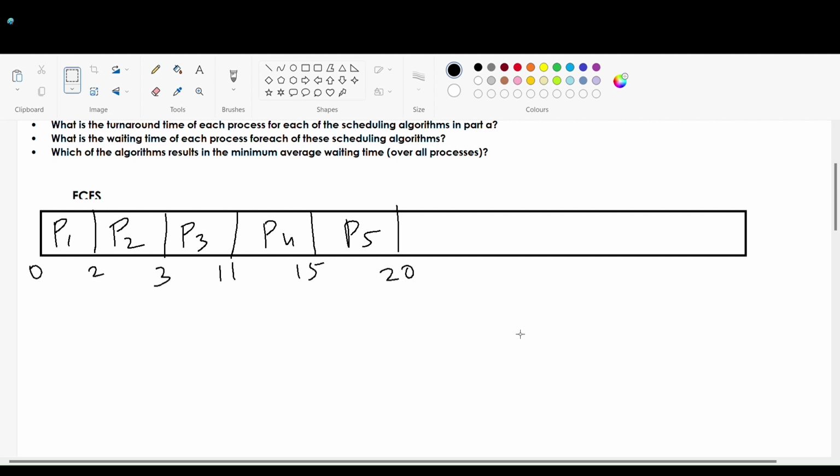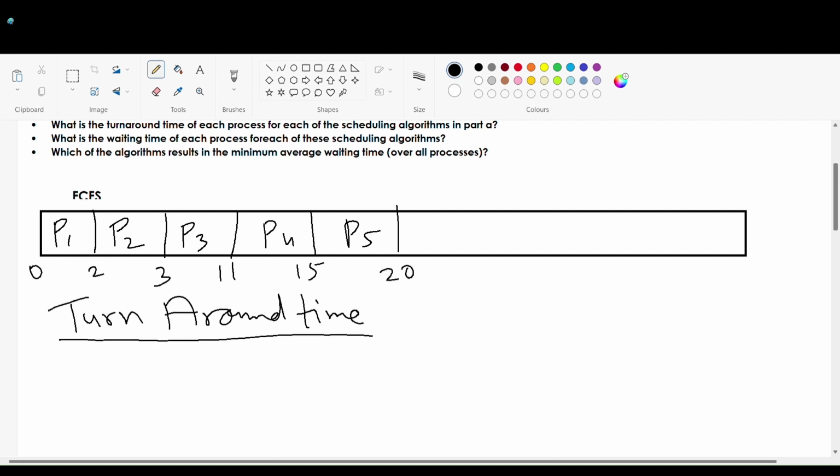The turnaround time for the FCFS algorithm. Do you know turnaround time? Turnaround time is the time taken by the process from entry to exit. All that time is called turnaround time. So the turnaround time for P1: P1 enters the system at 0 and exits from the system at 2. So the total time taken by P1 is 2. What about P2?